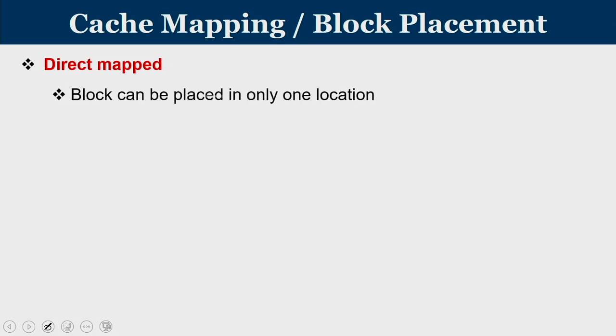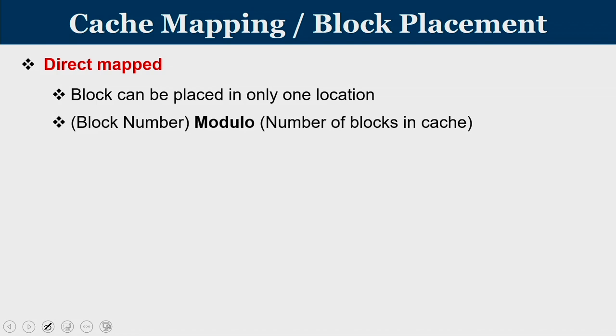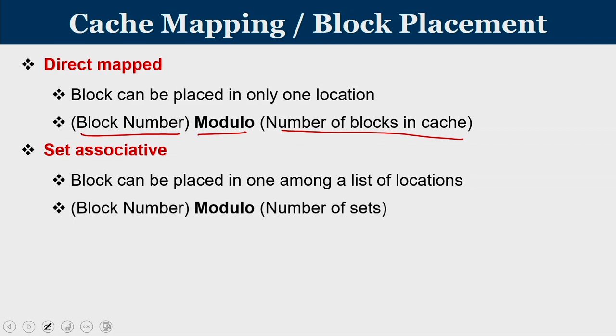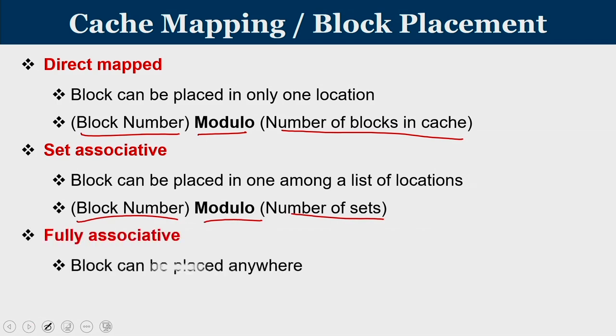So coming to cache block placement, the summary is: direct map means a block can be placed only in one location, and that is found out by the block number in main memory modulo the number of blocks in the cache. The second is called set associative. A block can be placed in one among a list of locations. In this case, it is block number modulo the number of sets in the cache. And the third one is called fully associative. A block can be placed anywhere.